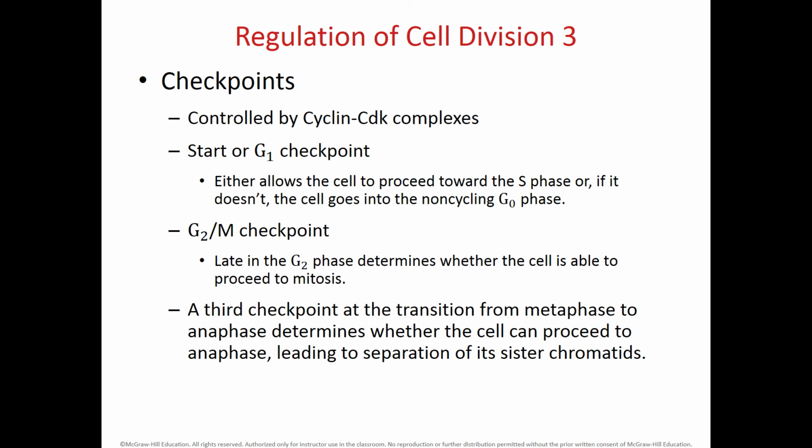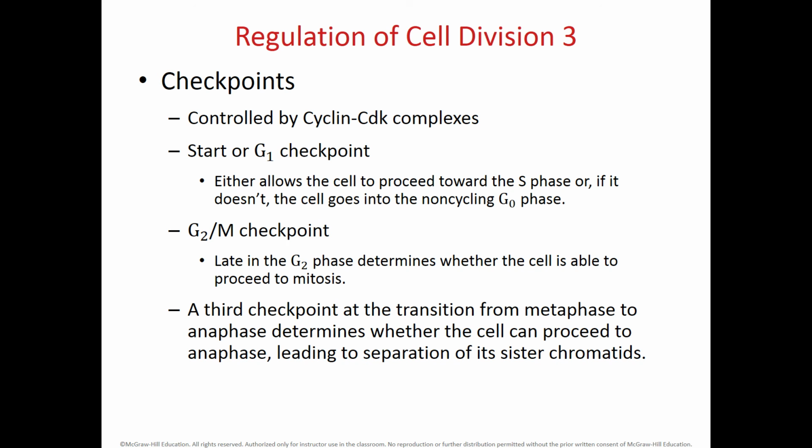So for instance, we have a G1 checkpoint. This G1 checkpoint prevents the cells from going into S phase if you don't have enough materials for making a new DNA strand. Or you won't enter into S phase if the cell goes into the G0 phase because it's a terminal cell. Now we have this G1 checkpoint controlled by cyclin-dependent kinase complexes.